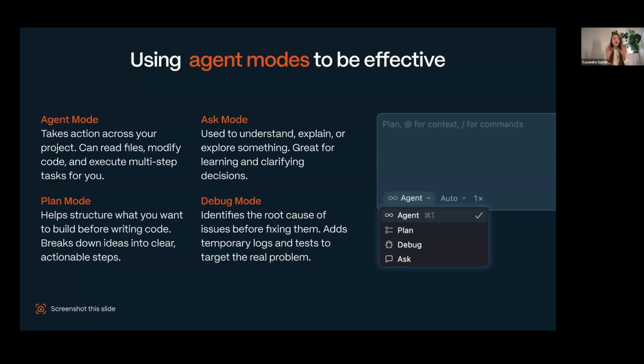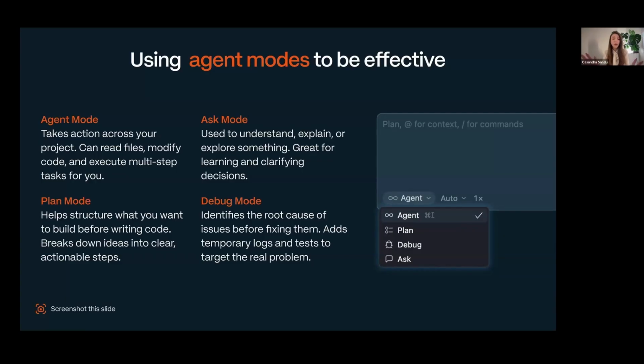Agent mode is your do-it-for-me mode. It can read your files, it can modify code, it can execute tasks across your project. So when you already know what you want, this is your go-to. Plan mode is more about thinking before doing. It helps you structure ideas and break things down into clear, actionable steps before you start writing any code. Ask mode is your learning and exploration space. You can use it when you want to understand something, get explanations, or validate decisions.